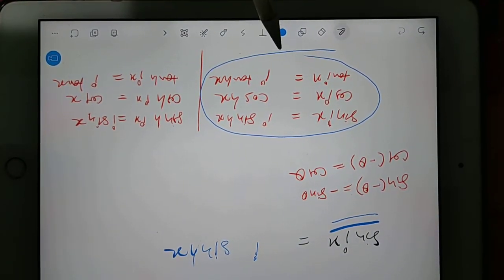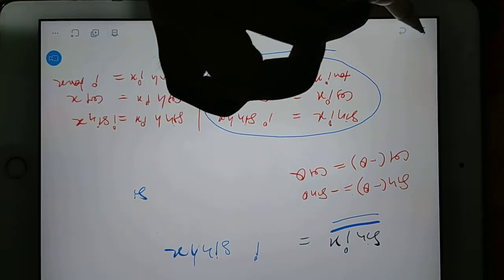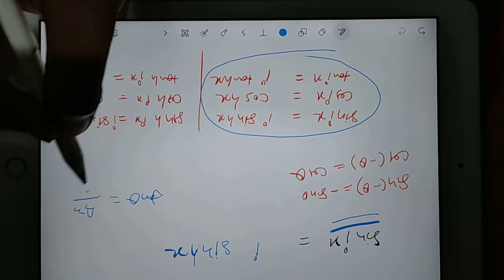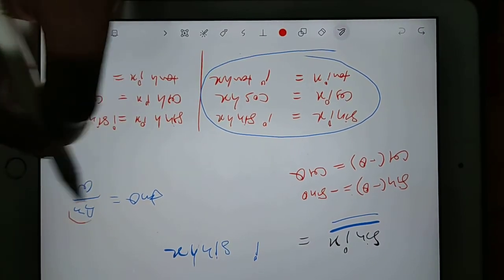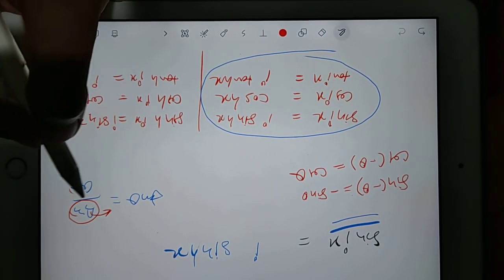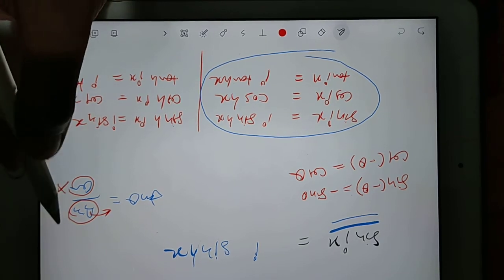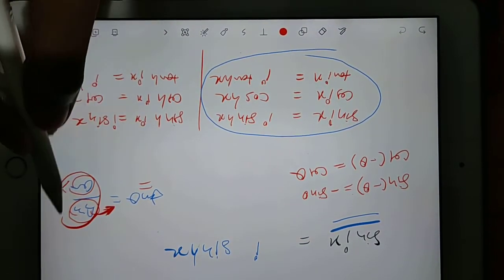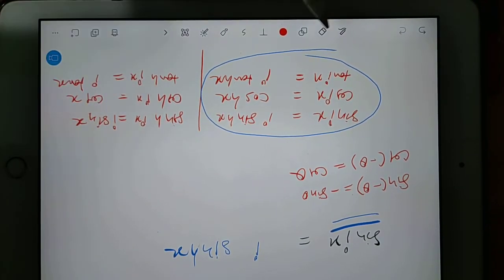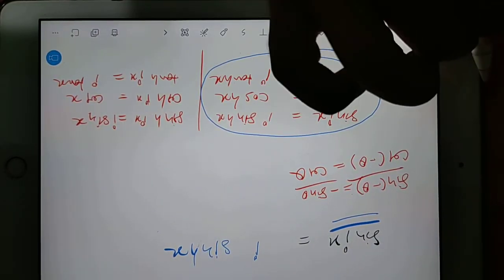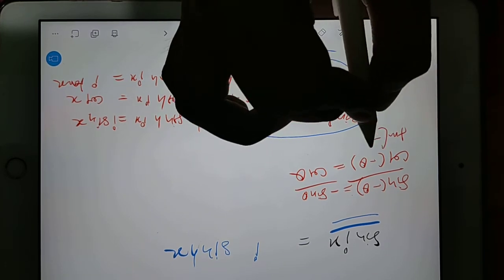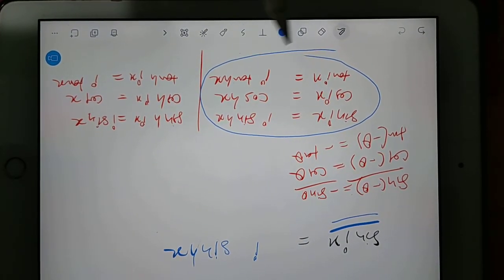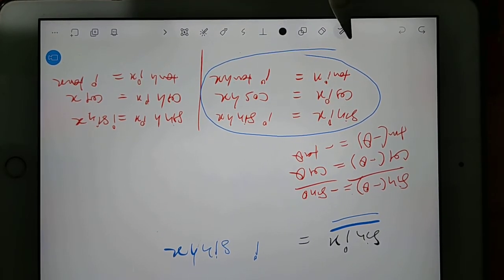Right? And one more thing, your tan is nothing but sin by cos. So if in sin the minus sign comes out, and in cos the minus sign does not come out, finally the minus sign is coming out. So tan will behave like sin, so the minus sign will come out for tan also, because that is the ratio of both. So if you take tan minus theta, then it will be minus tan theta, right? So now your trick will work. I hope you got the trick.